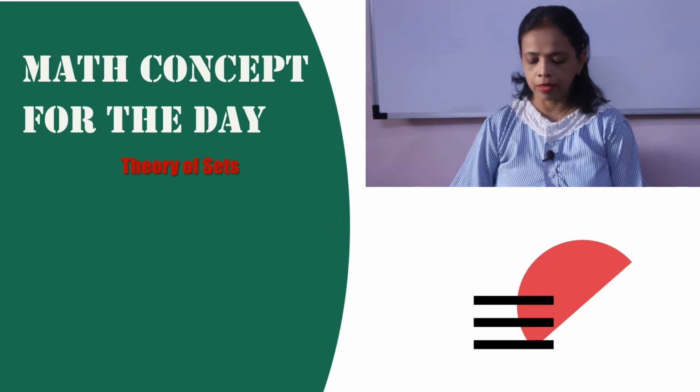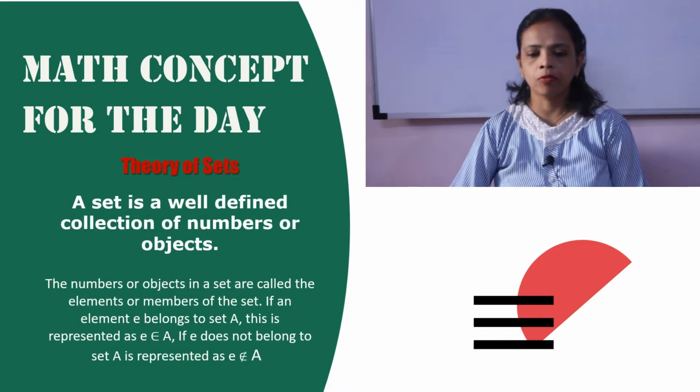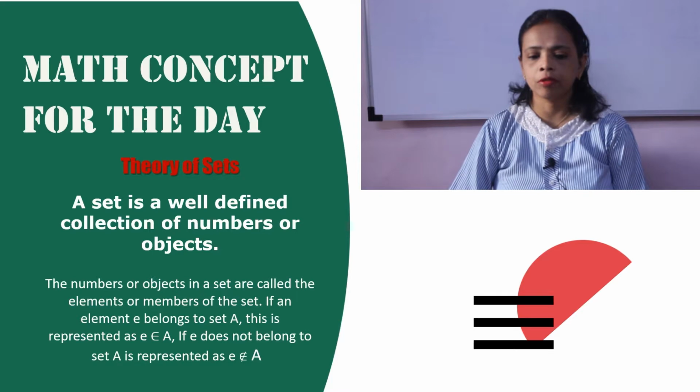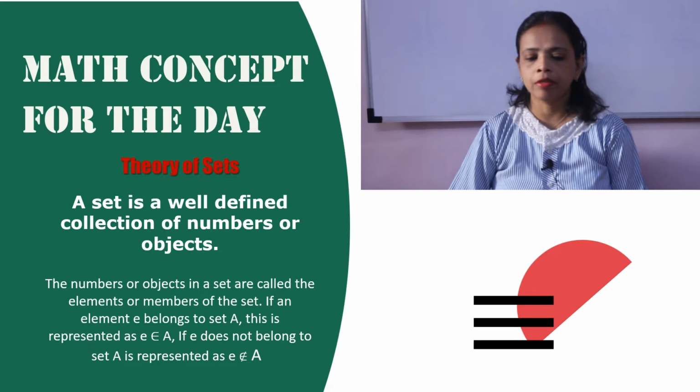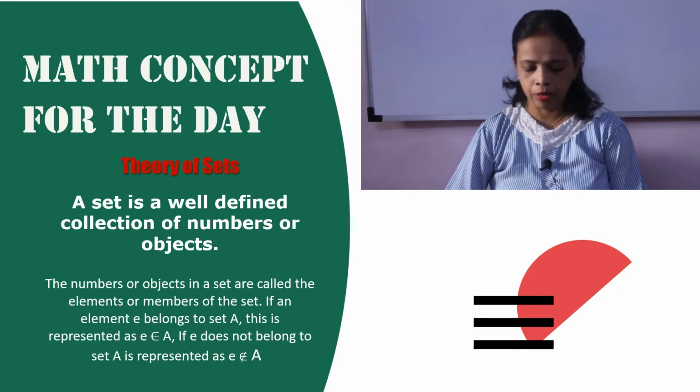Well, now we will study the definition of sets. So what is set? Set is a well-defined collection of numbers or objects. The numbers or objects in a set are called the elements or members of set. If an element E belongs to set A, that is represented as E belongs to A. If E does not belong to A, we write it like this. This is the symbol for not belong to and this is the symbol for belongs to.